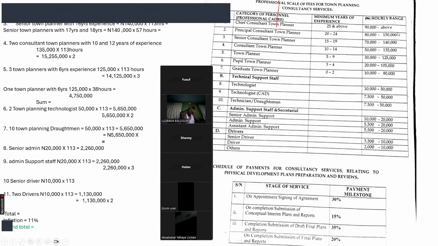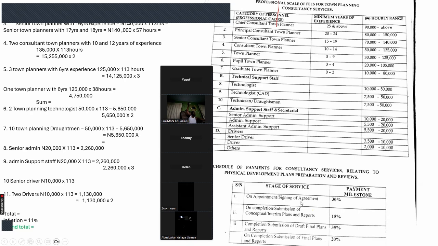Okay, so if the maximum is 150, and you have the same question here for chief consultant town planner, maybe make his range maybe 170. Make the maximum rate 170, so that it will not be the same as the principal consultant town planner. But you will use 150 for this question. Then the second one, the senior consultant town planner: you use 140 for this calculation. Then we have consultant town planner: you use 135. So you use all these maximum amounts for all of them.